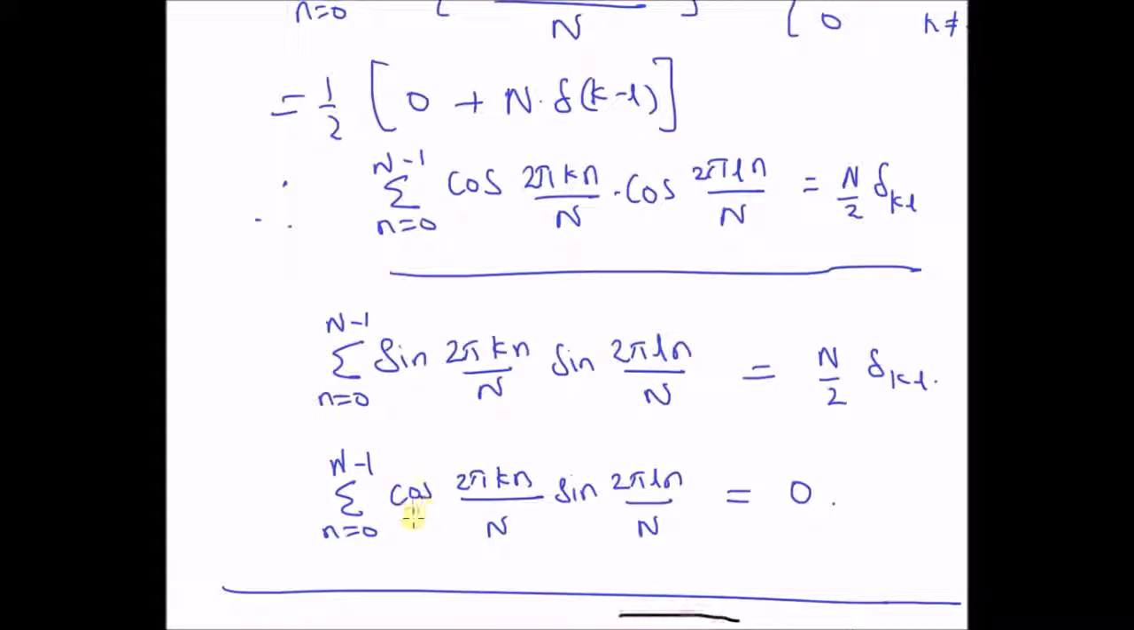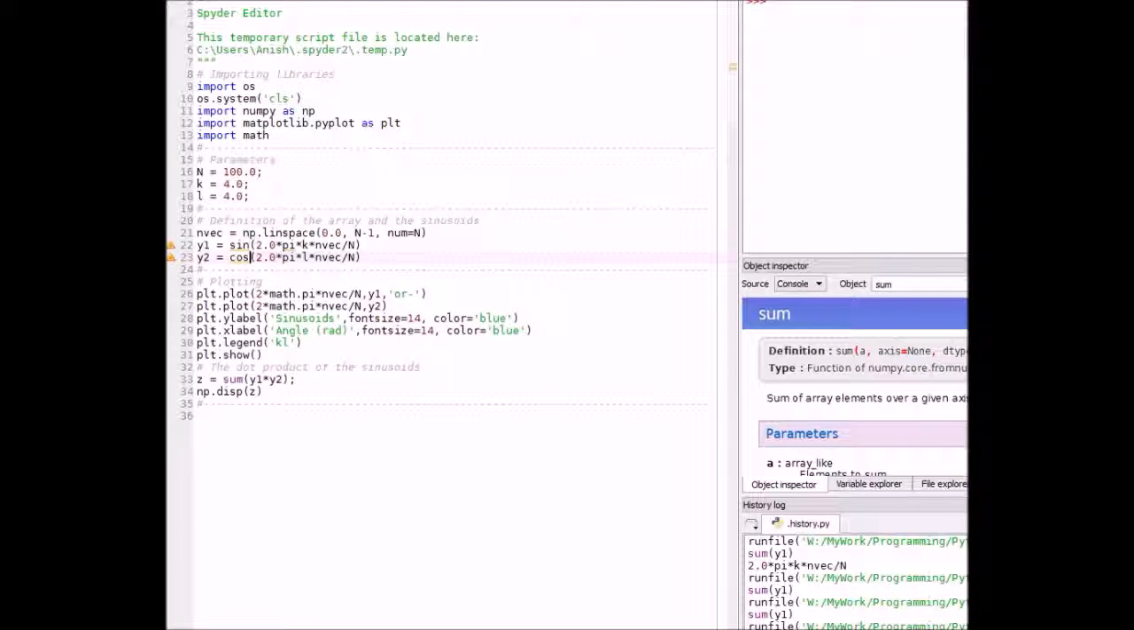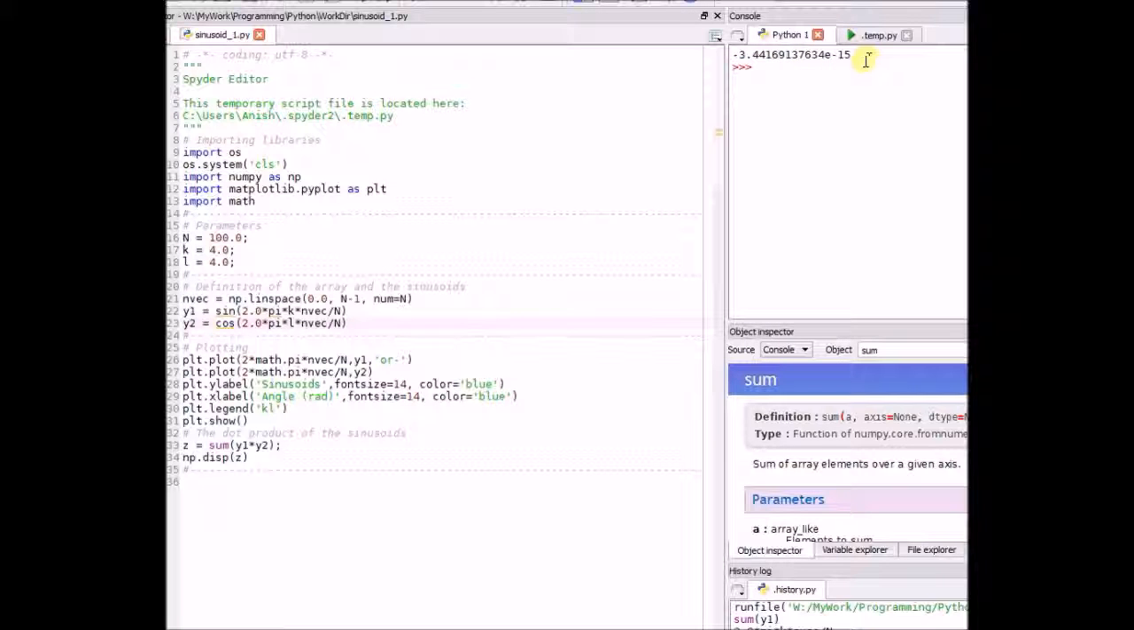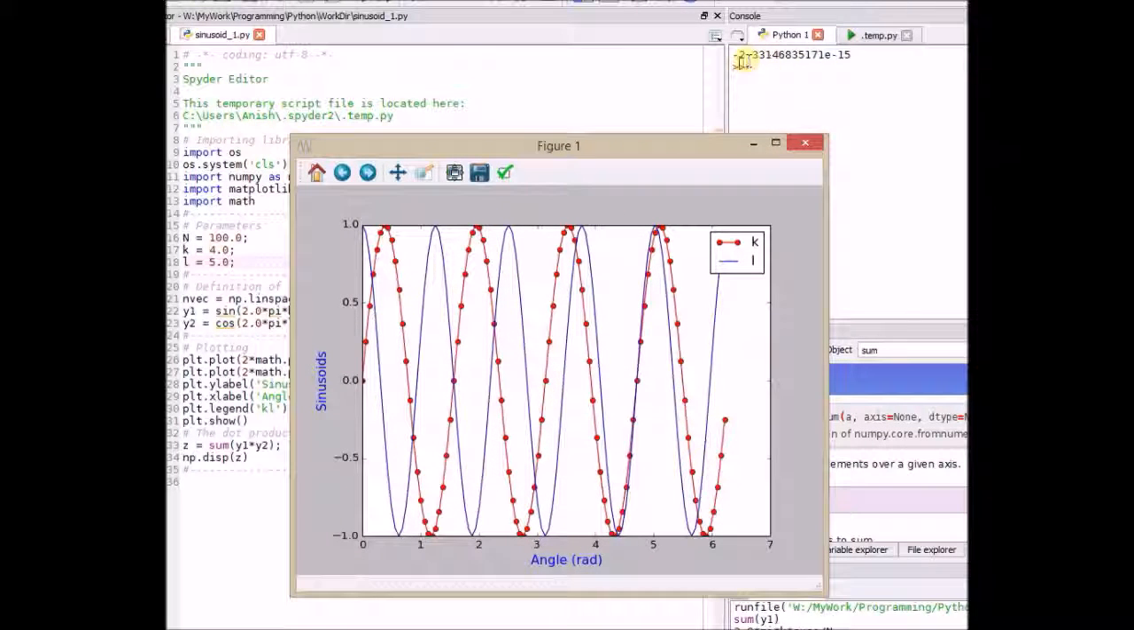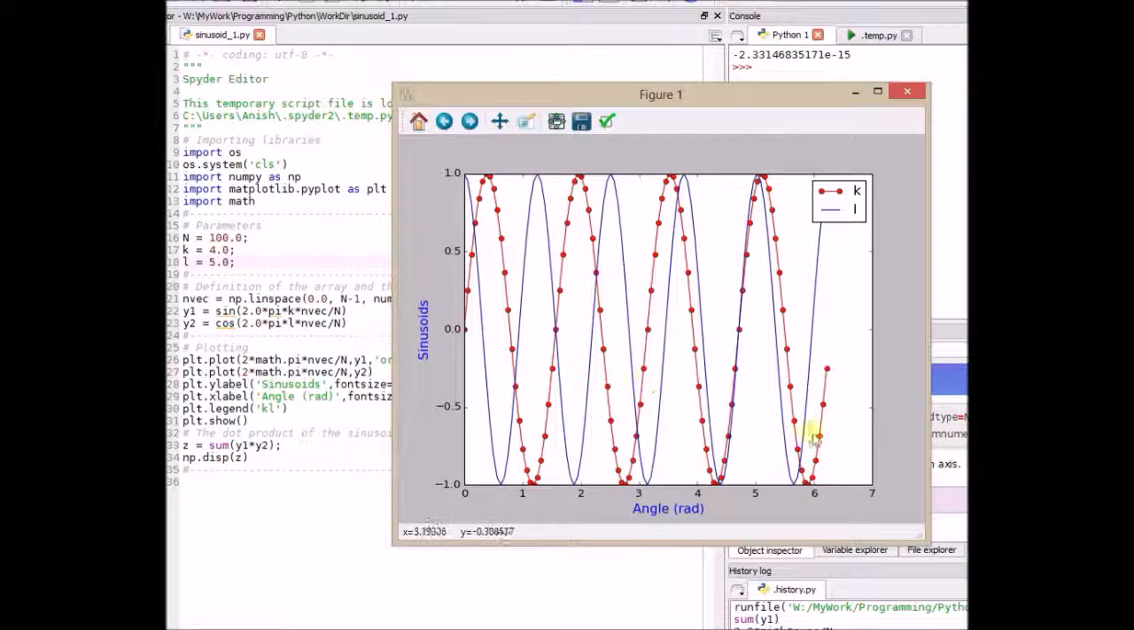Now when one of them is a cosine and the other one is a sine, we should get 0 for all values of k and L. That is, it doesn't matter whether k is equal to L or not. When the frequencies are equal, we get 0: 3.4 into 10 power minus 15, which is practically 0. Even when the frequencies are not equal, the result is clearly 0. Thus we can clearly see that the cosines and the sines are basically orthogonal functions, and that is the reason why they are used as basis functions. Thanks for watching.